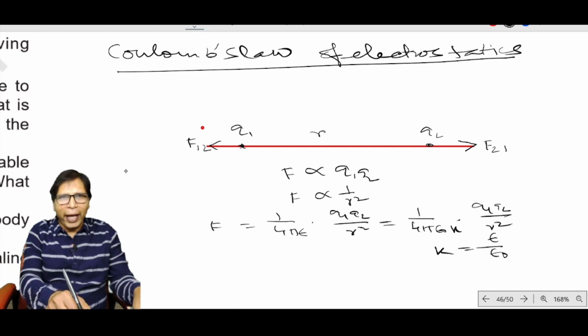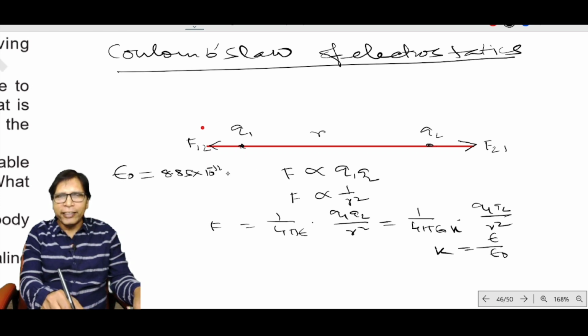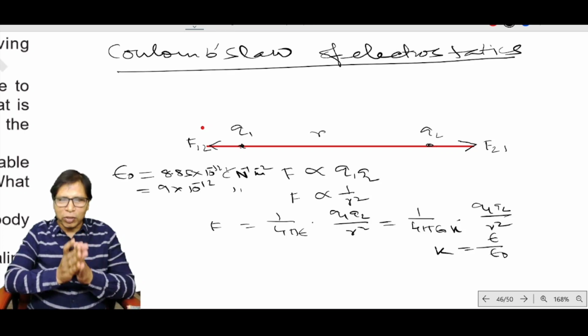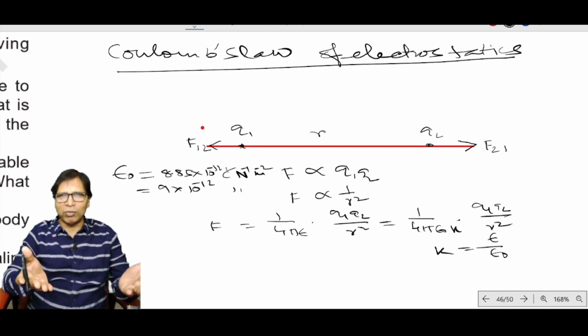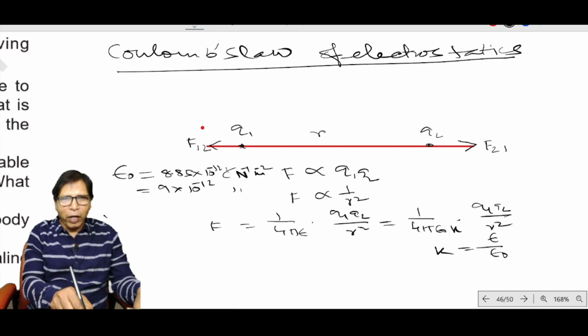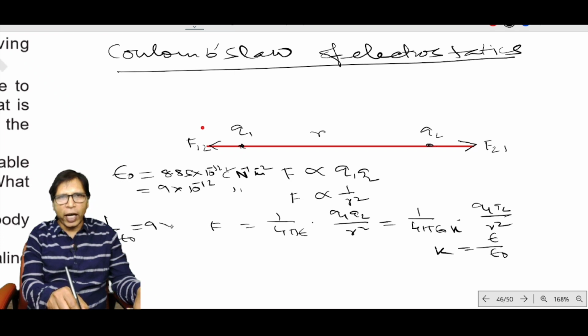Now the value of epsilon naught is 8.85 into 10 to the power minus 12 Coulomb square Newton inverse meter to the power minus 2, or it can be written as 9 into 10 to the power minus 12 Newton meter in Coulomb square Newton inverse meter to the power minus 2. And the value of 1 by 4 pi epsilon naught equals 9 into 10 to the power 9 Newton meter square by Coulomb square.